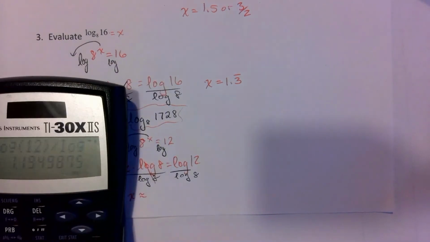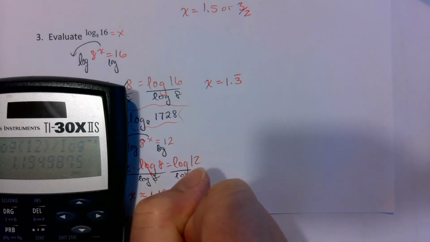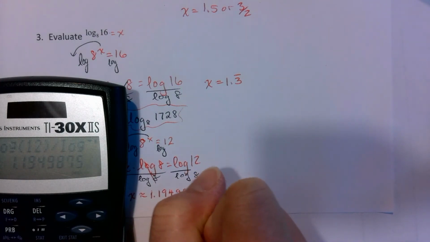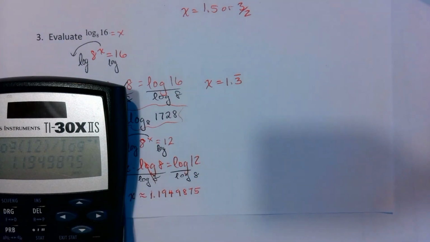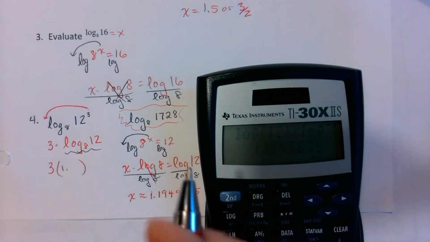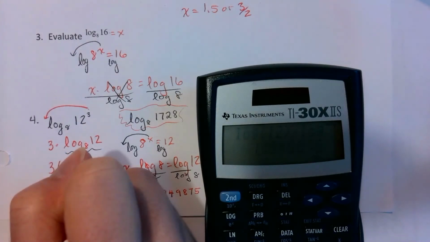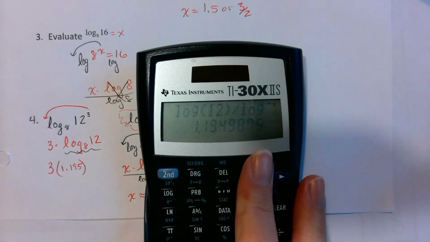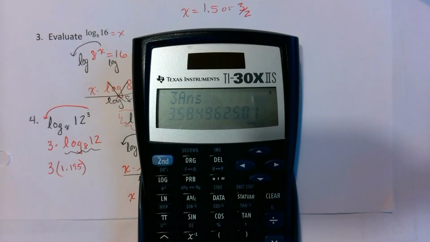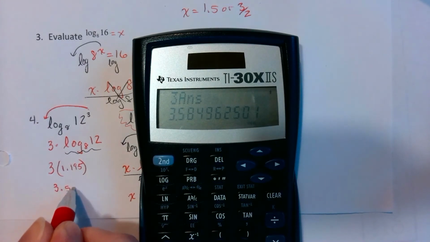1.1949. Okay, now this number I am rounding, but it does end. It's not irrational. I'm just going to write it all out here. And now what I'm going to do is use my calculator. I'm going to round here. It's 3 times that number, 1.195. But I'm going to go ahead and put it in my calculator using that. So 3 times my answer, and I get about 3.585.